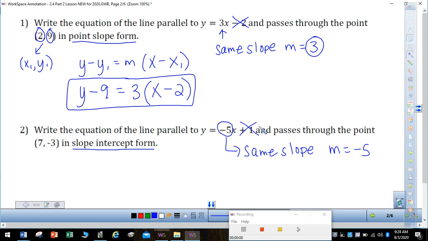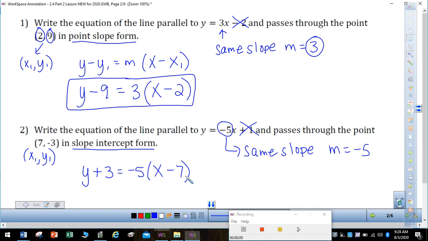We don't need to do anything with that plus 1. It doesn't mean anything to us, so we'll go ahead and cross it out. Passes through the point (7, negative 3). Now, to get this into slope-intercept form, we're going to start by putting it in point slope form, and then we're just going to go with the additional step to turn it into slope-intercept form. So this one is going to be y minus negative 3, which is really y plus 3, equals negative 5 times the quantity x minus 7.